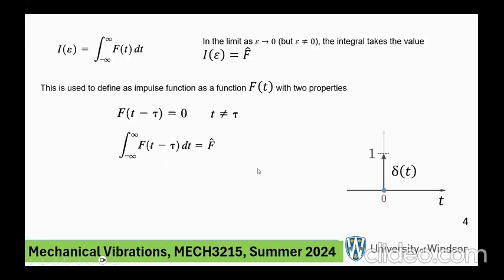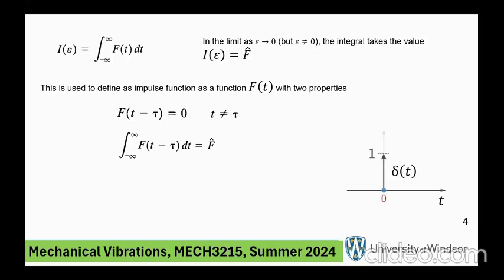Now, what I would like to think about is the limit of this rectangular function. First of all, you can see as epsilon goes to 0, the height of the function goes all the way to infinity. Do you agree? Remember, the height of the function was actually f hat divided by 2 epsilon. As epsilon goes to 0, the height of it goes to infinity.